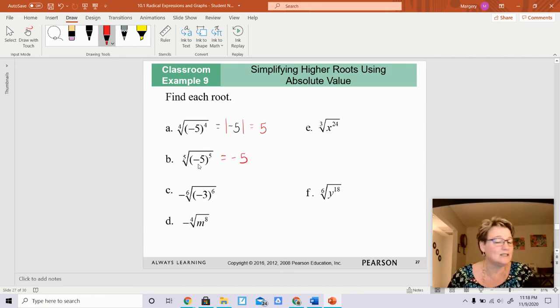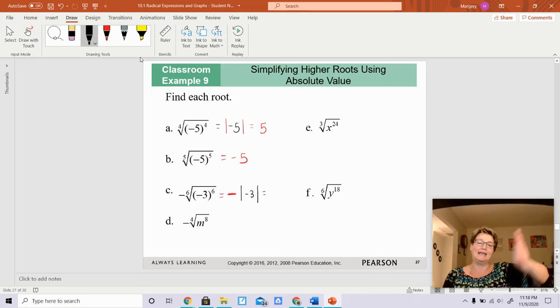Now letter C is totally different. There is a negative number on the outside of the radical, so you don't touch that. Now, because this is an even index and this is an even power, whatever's inside here comes out, but you've got to take the absolute value of it.